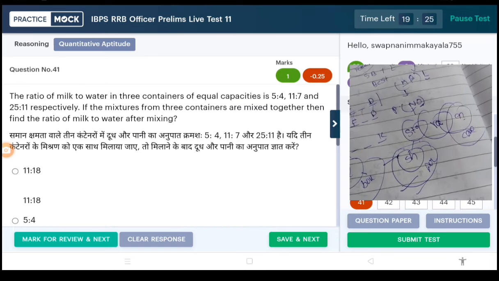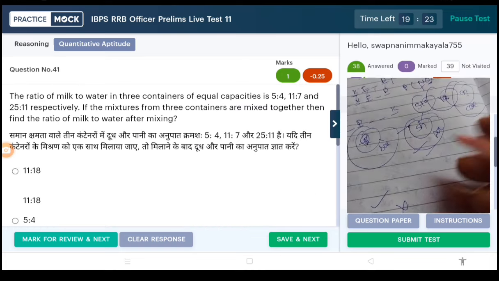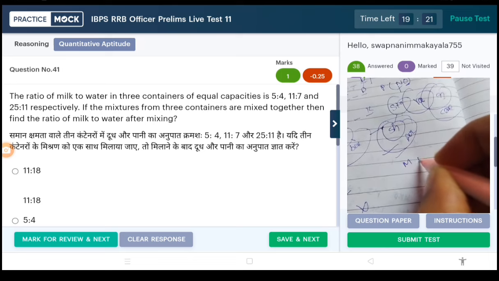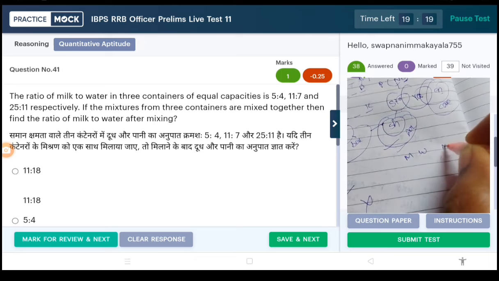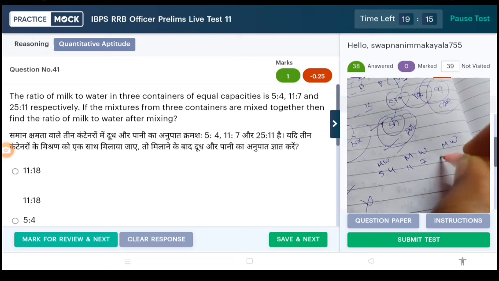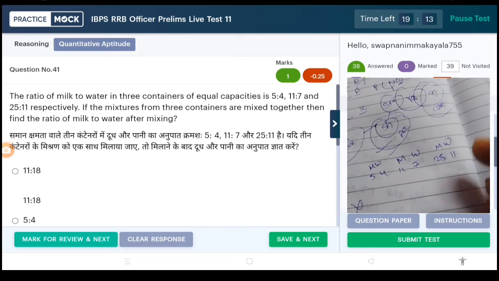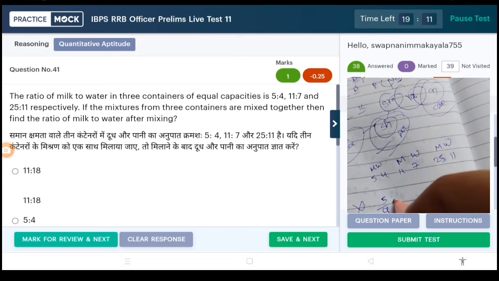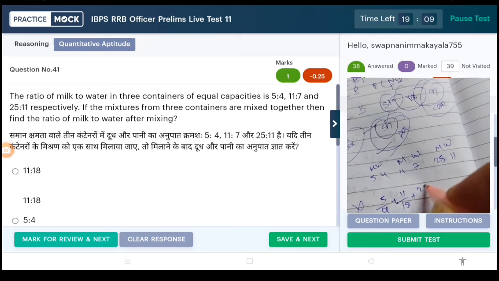Next, grand section. The ratio of milk and water of 3 containers 5, 4, 11, 7, 25 and 11. 5 by 9 plus 11 by 18 plus 25 by 36.